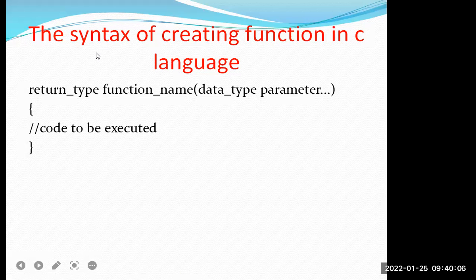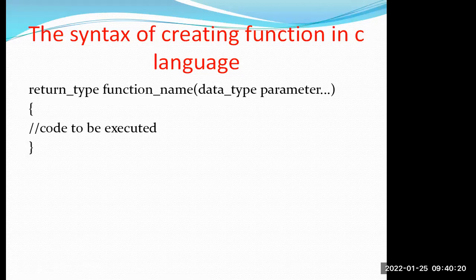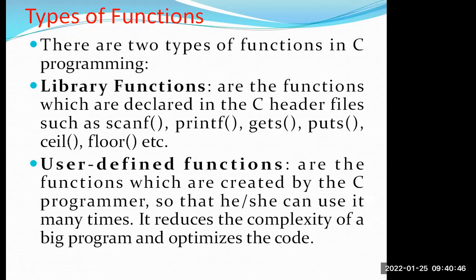Syntax to create a function in the C language: how do we create it? That is nothing but a function definition. In the function definition, first we should have a return type, that is void, int, char, float, or double, followed by the function name, then the data types and parameters. Next is the code to be executed. Below that is how we create and define a function in the C language.